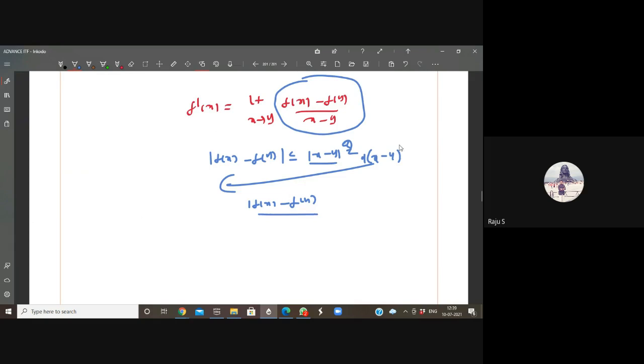So shall I take this x minus y to the left side? Yes, we can take it to the left side, less than or equal to the remaining x minus y, the whole square. So take here the limit as x tends to y. According to the definition, it becomes f dash of y, actually f dash of y. So here also we can take the limit.